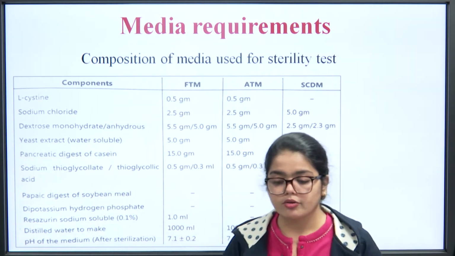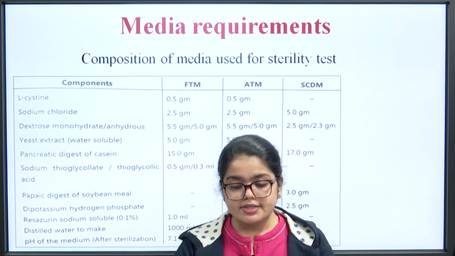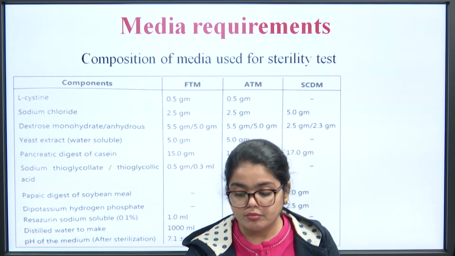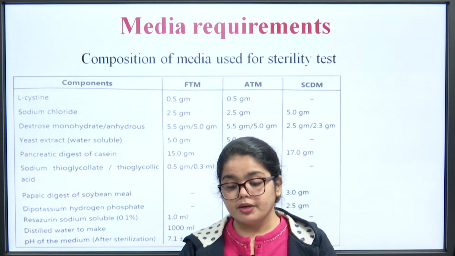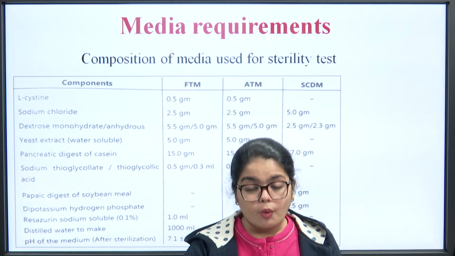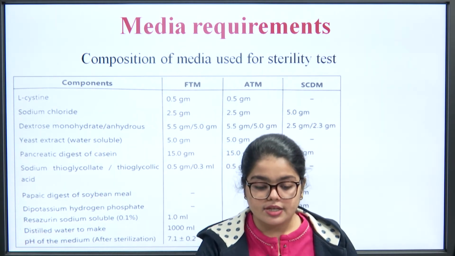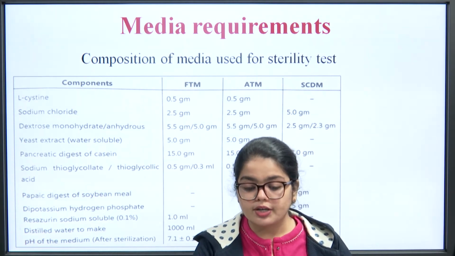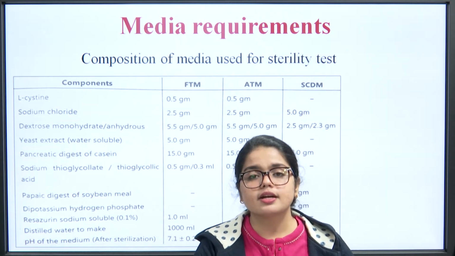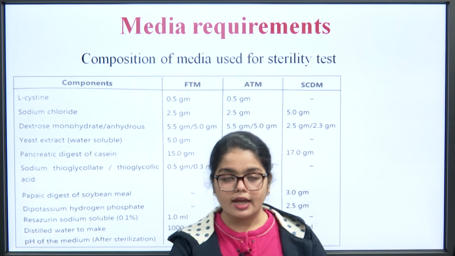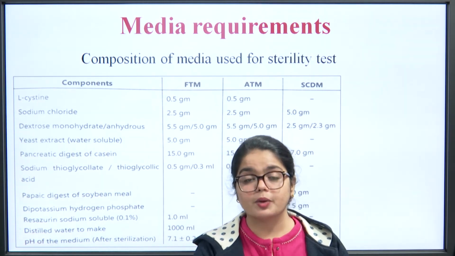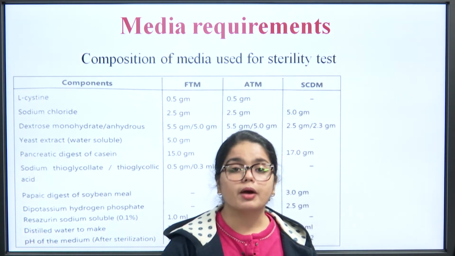This again tells you about the media requirement. These are the basic media that I just told you in the previous slide, that is FTM, that is alternate thioglycolate medium, then SCDM. These are the composition of the medium, that is L-cysteine, sodium chloride, dextrose, monohydrate, anhydrous, yeast extract, pancreatic digest of casein. These are the substances that help in incubating a wide range of bacteria, so that we can find out the microbial contamination.